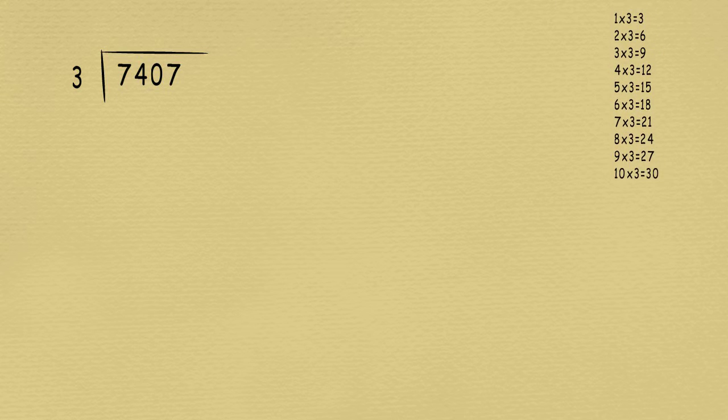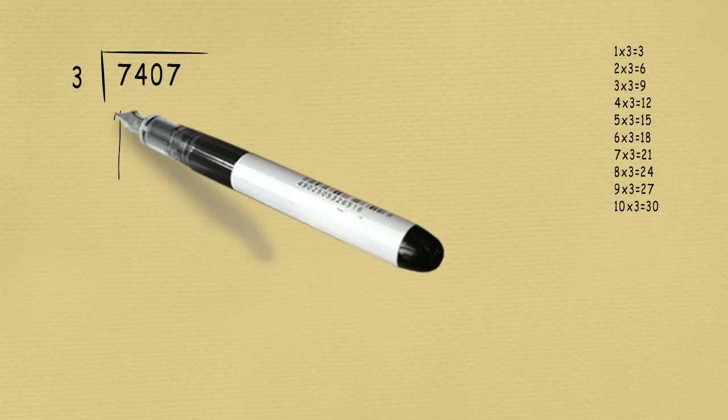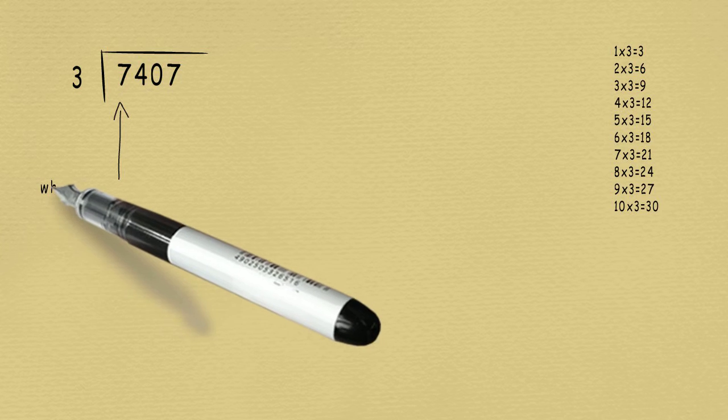Okay, let's divide the number 7407 by 3. So the first thing I'm going to do is produce a multiplication table of times 3. Here it is. Now, I look at the first number underneath the division house, which is the number 7.